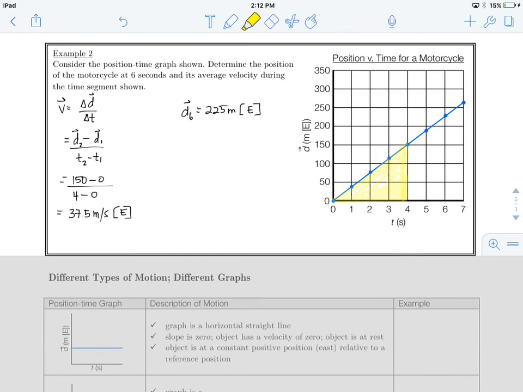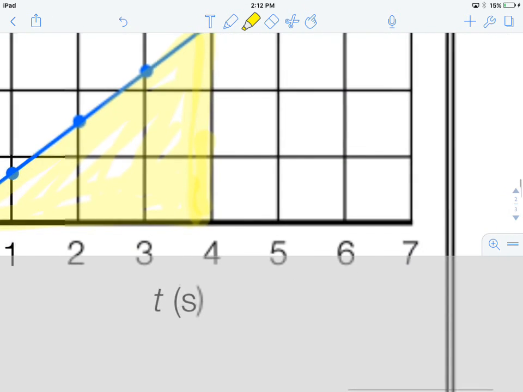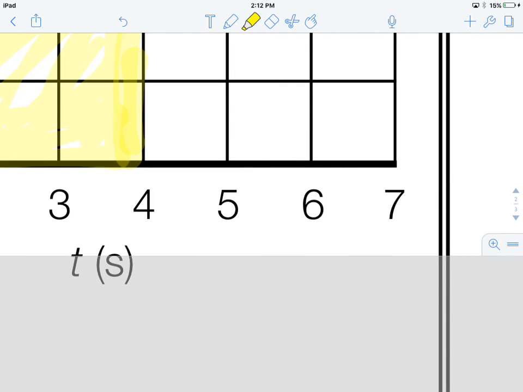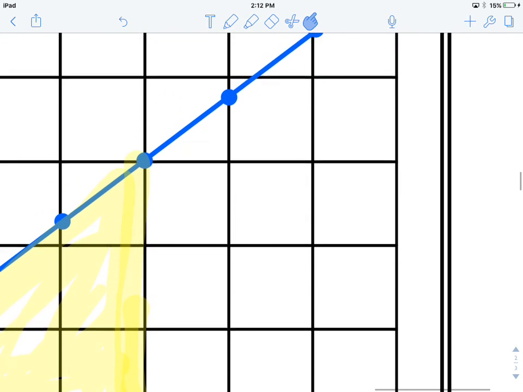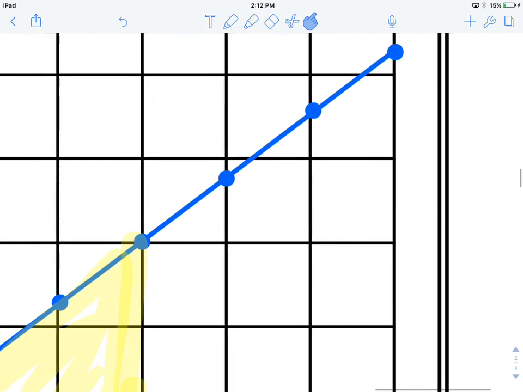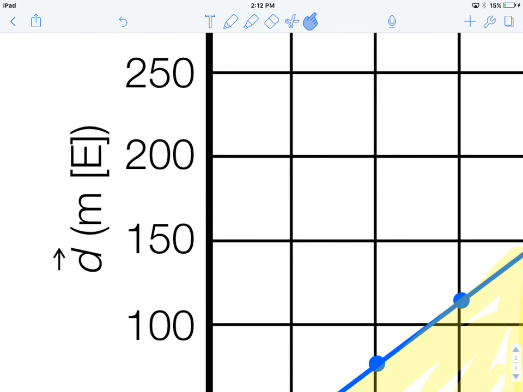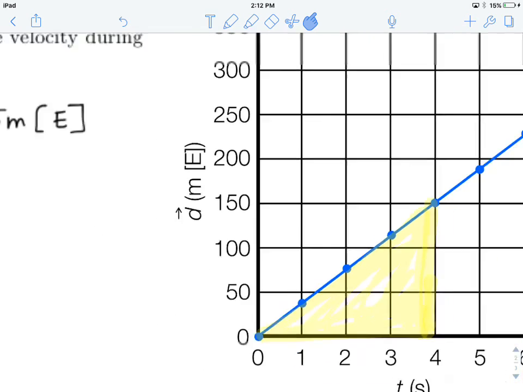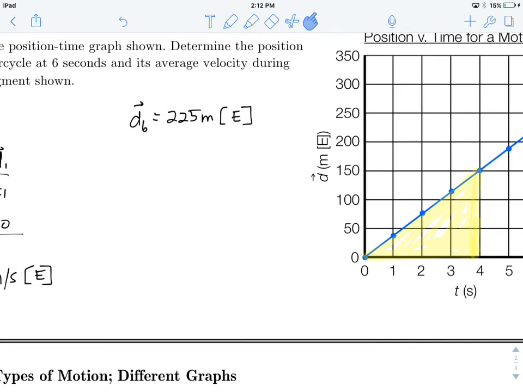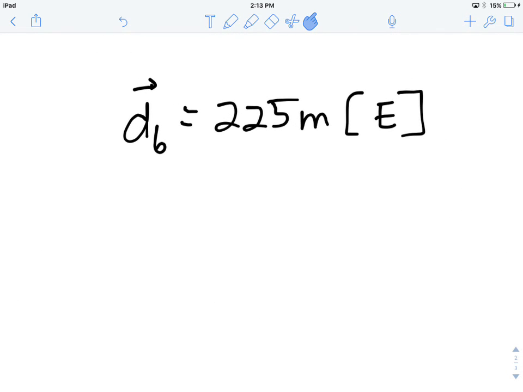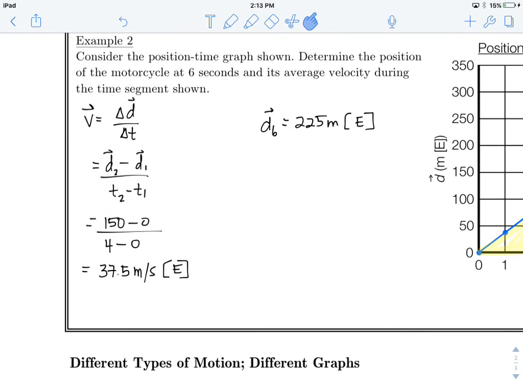So first of all, the position of the motorcycle at 6 seconds. Well, we come over here and say, okay, here's 6 seconds. We track up and get to this dot here, and then we track over and see that's approximately halfway in between 200 and 250, so we say its position at 6 seconds, D sub 6, is about 225 meters east. That's all I did. I just read the graph.